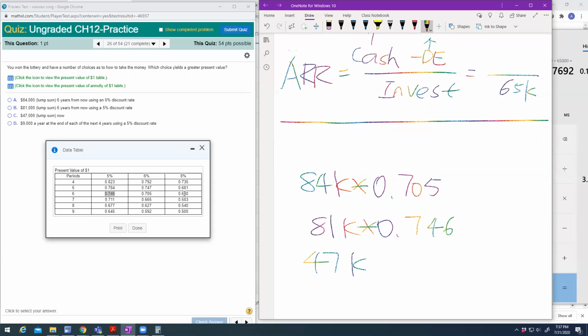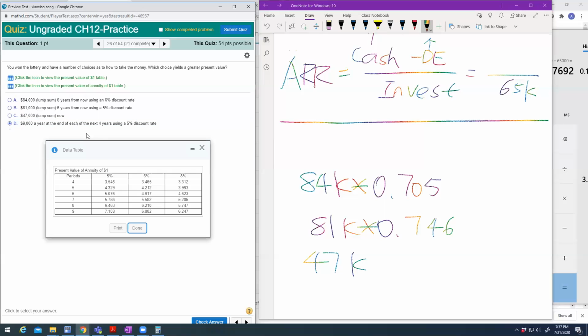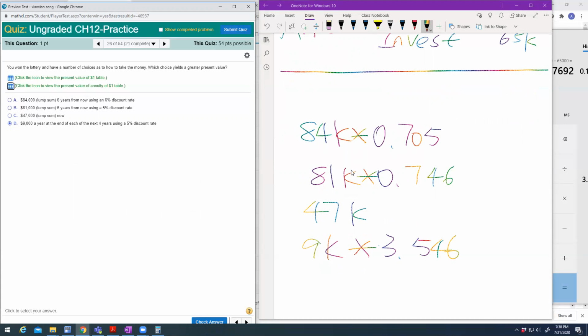Choice C is 47,000 now. Choice D is 9,000 a year at the end of each of the next 4 years. So you need to use annuity, 9,000 times the next 4 years using 5%, 3.546. Okay, so this is the present value of this one. I'm too lazy to press my calculator, so I leave this to you. You just pick the one with the highest amount, right? But this is how you do it.